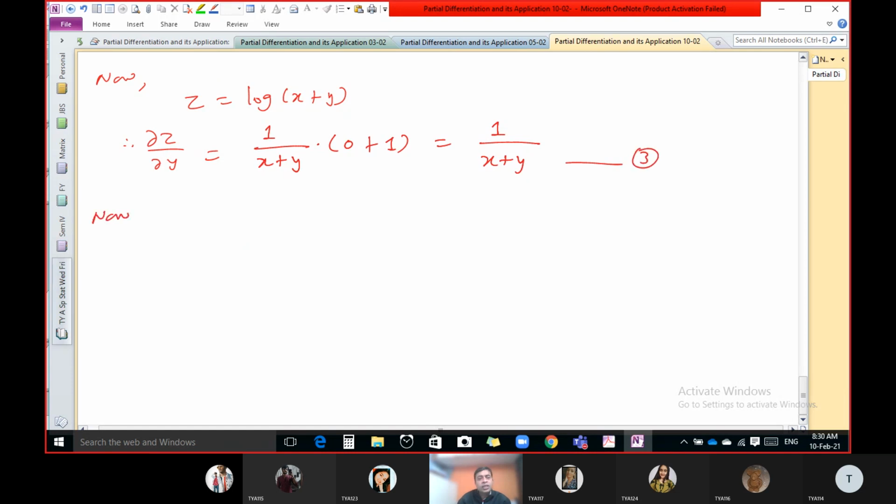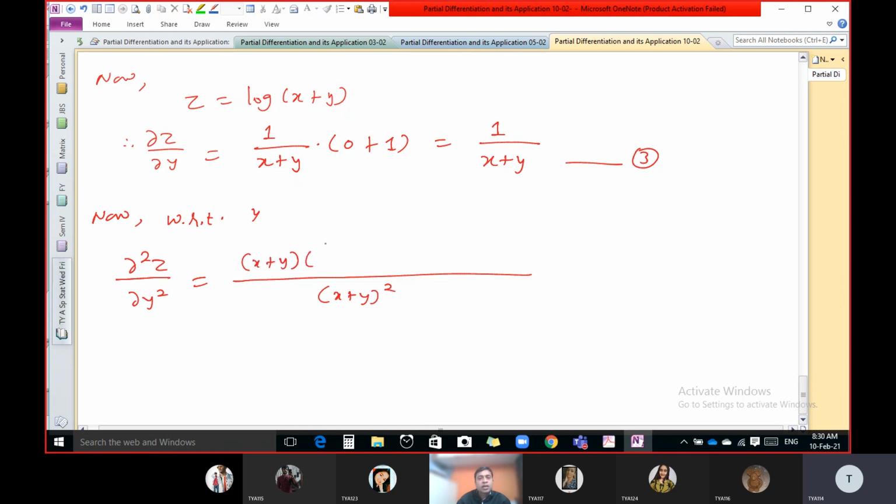Now differentiate this with respect to y. So delta square z upon delta y square. Tell me the answer. Once again, division rule. Denominator x plus y the whole square. Then 0 minus 1 into derivative of x plus y with respect to y, which is 0 plus 1. Now 0 into anything is 0 and 0 plus 1 is 1. 1 into 1 is 1 and minus sign is there. So it is minus 1 upon x plus y the whole square.